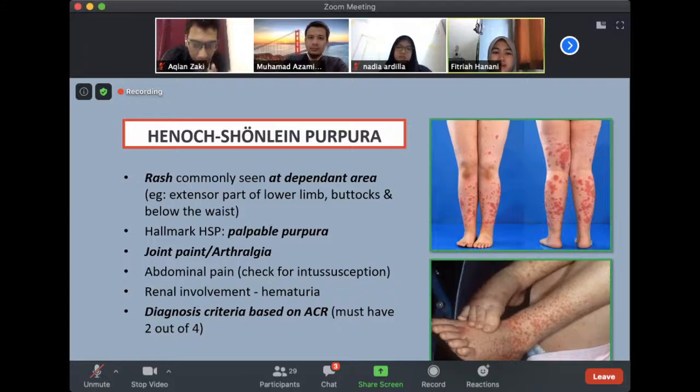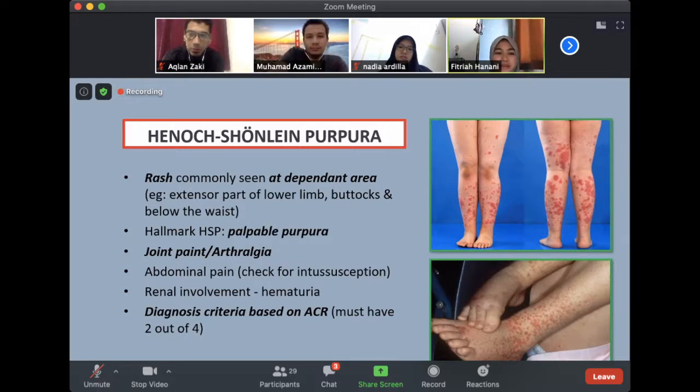So often HSP is associated with a common organ, which is the joint, where the patient presents with arthritis. If the patient complains of abdominal pain, we need to check for a complication of HSP, which is intussusception. There can also be renal involvement, where the patient complains of hematuria.